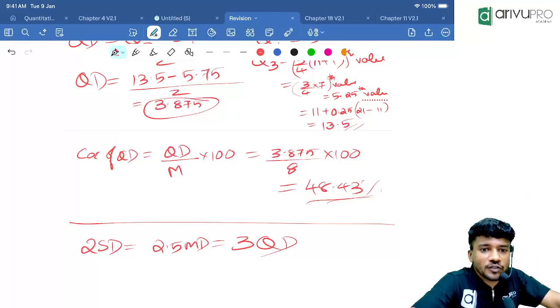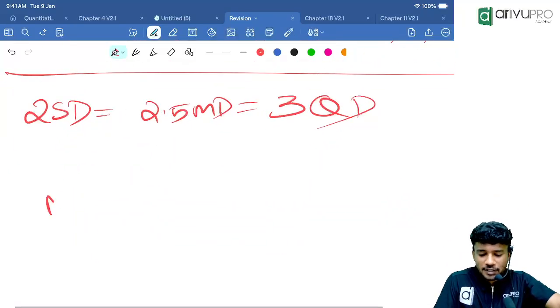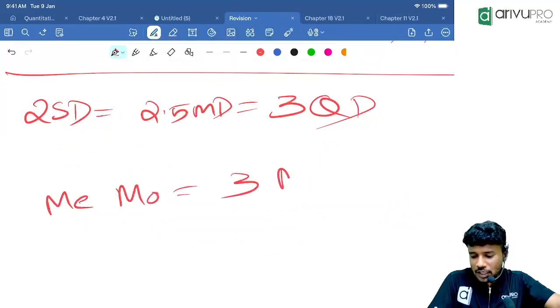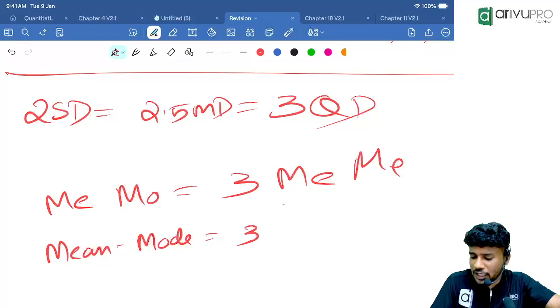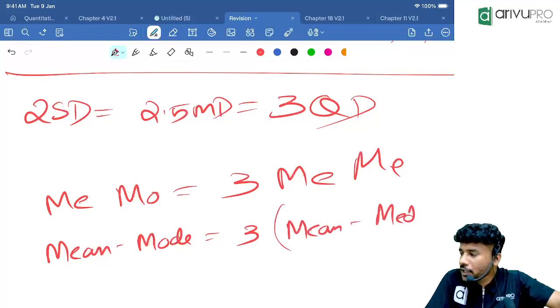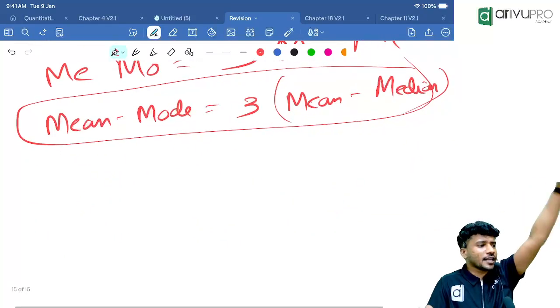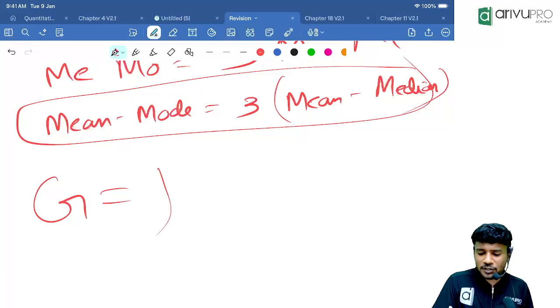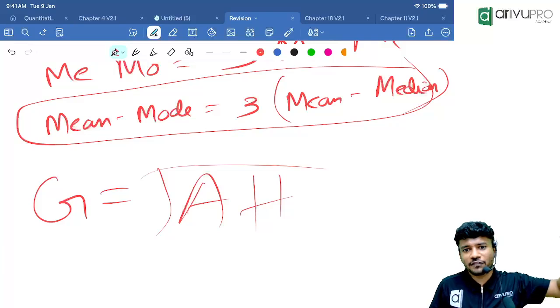If any doubt is there with respect to this, please ask now. Then what was the formula connecting mean, median and mode? Mean minus mode is equal to 3 into (mean minus median). Okay, that is also important. Then what was the formula connecting geometric mean, arithmetic mean and harmonic mean? G is equal to root of A into H. If so, everything is done. Each and everything is done with respect to ungrouped. Tomorrow we will have a revision of grouped.